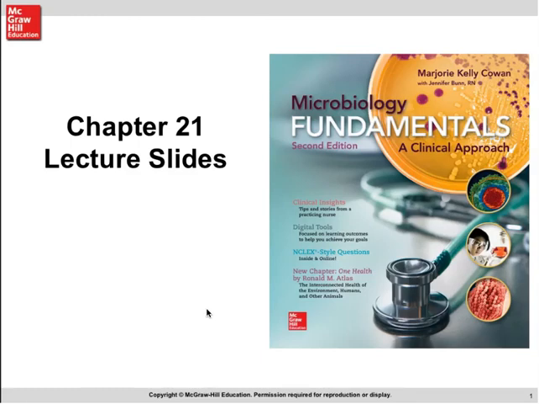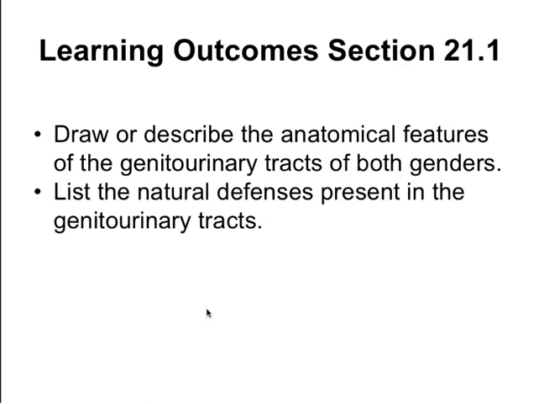Okay, welcome everybody. This is chapter 21 on the microbial infections that can populate the urogenital tract. And what we're going to look at is the anatomy and physiology of the genital urinary tract in brief summary, and then we're going to talk about the kinds of infections that you see.